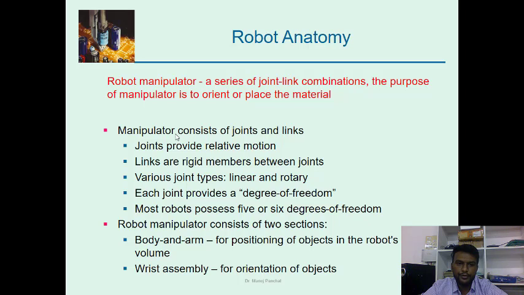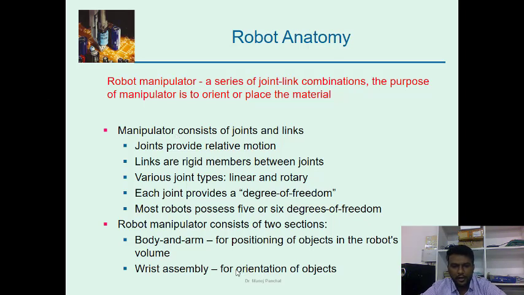What kind of motion can the joint provide? There are only two motions, linear and rotary. Linear means in a straight line, and in rotary we have different kinds that we will see in the subsequent slides. These motions provide different degrees of freedom. Degree of freedom is nothing but the movement, meaning in how many directions a certain link or certain part can move. That is simply a degree of freedom.